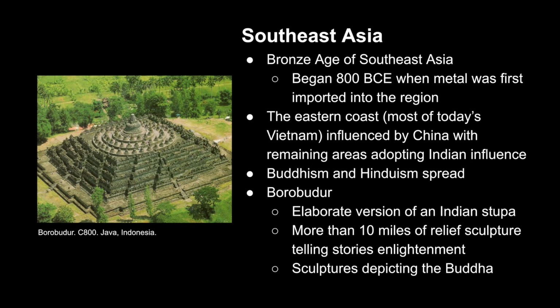Around this same time, we also see the development of the Borobudur, which we see pictured here. It's an elaborate version of an Indian stupa, and it contains more than 10 miles of relief sculptures that all tell stories of enlightenment. The corridors inside are also lined with sculptures depicting Buddha.